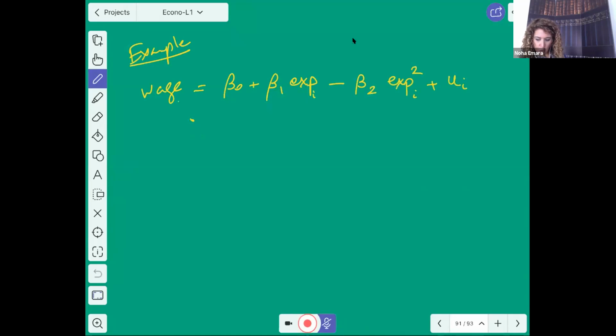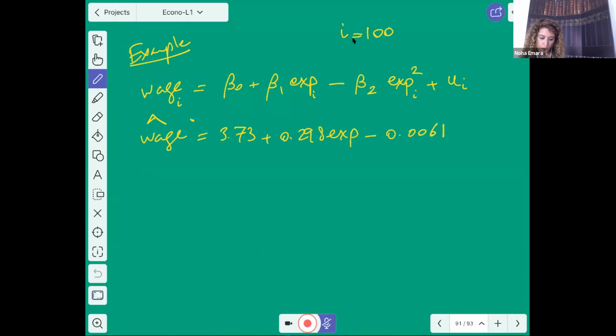And I'm asking a group of people, what is your wage and experience? Suppose I have like 100 people, so I have this equation repeated 100 times. Now suppose I estimated this and I got these coefficients: wage hat is equal to 3.73 plus 0.298 experience minus 0.0061 experience squared. And again, this is based on an actual data set.